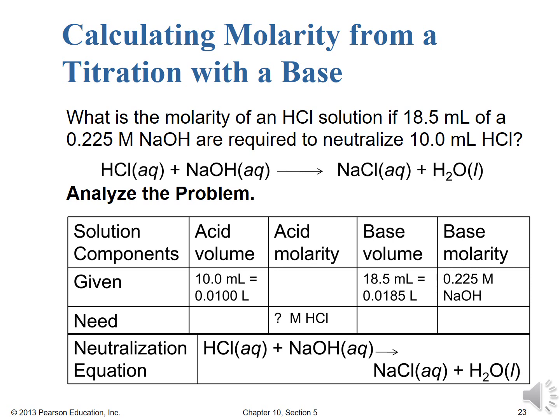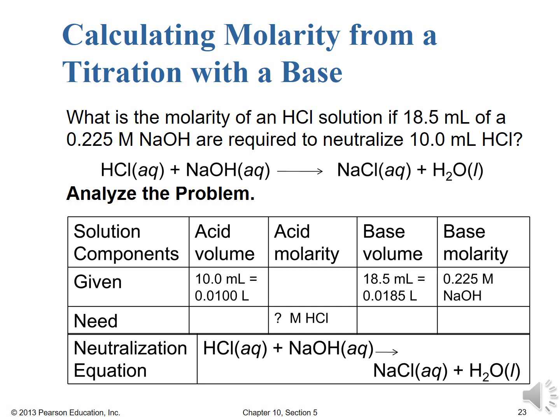So in this example, what is the molarity of an HCl solution if 18.5 milliliters of a 0.225 molar NaOH solution are required to neutralize 10.0 milliliters of the HCl? So our balanced chemical equation is our first step. HCl aqueous plus NaOH aqueous yields NaCl aqueous plus H2O liquid. So it's a 1-to-1 to 1-to-1 mole ratio. That's great. We can't hope for any better than that.